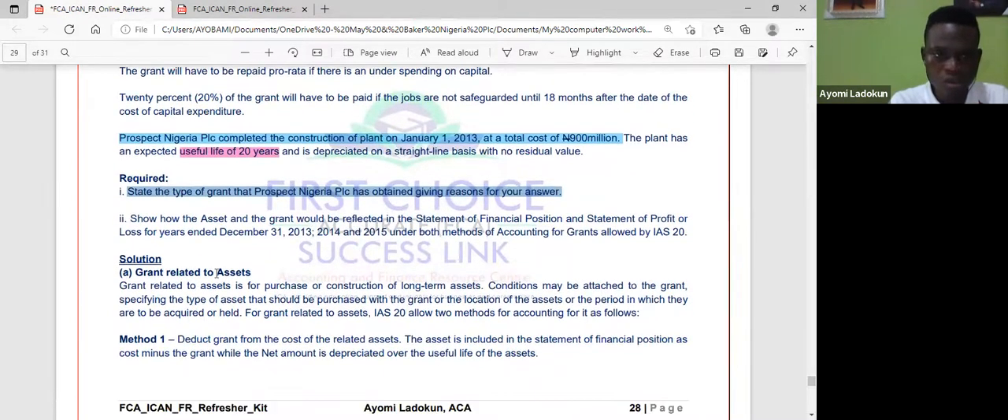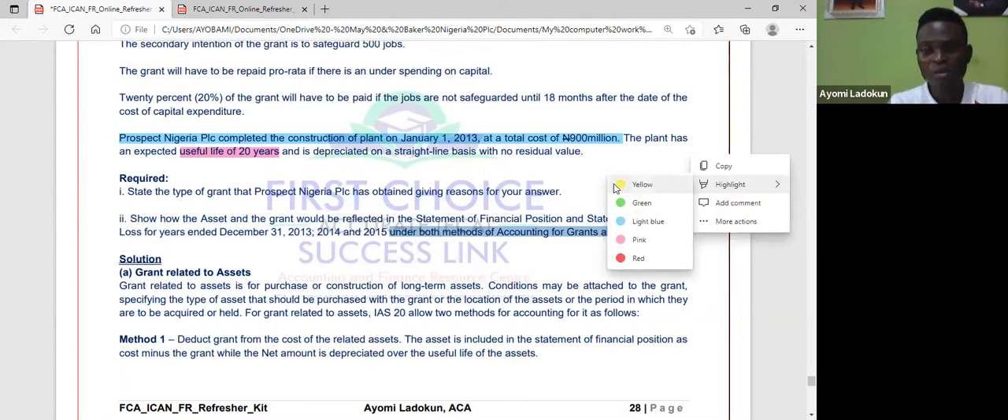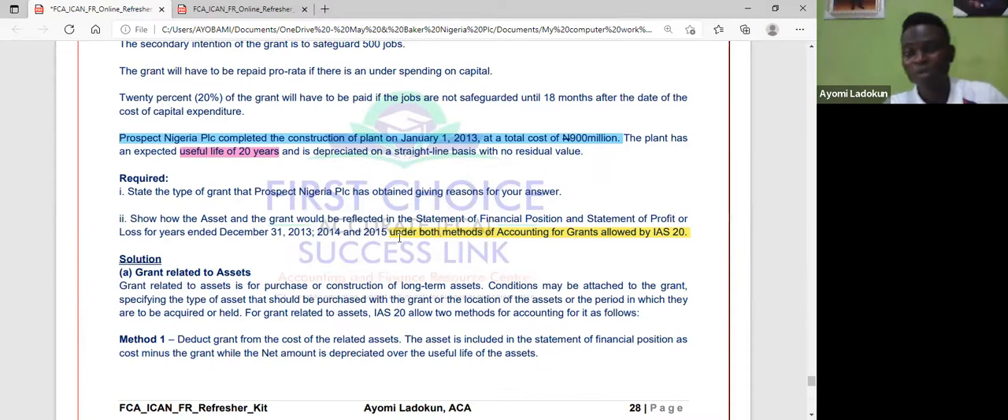Then 2, show how the assets and the grants will be reflected in the statement of financial position and then statement of profit or loss for years ended 31st December 2013, 2014, 2015, under both methods. Did you see that? Anytime the examiner decides to test IAS 20, it's going to test both methods. So you can't say, I know method 1, I don't know method 2, or I know method 2, I don't know 1. So you have to blend it together.